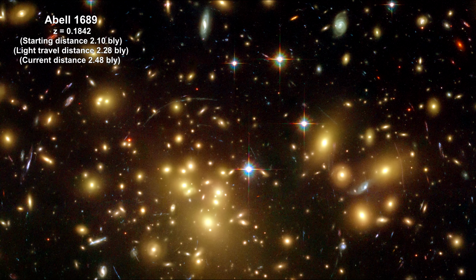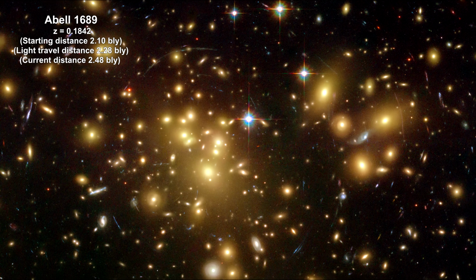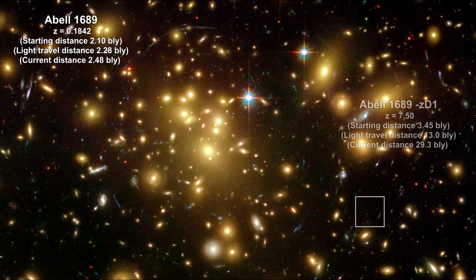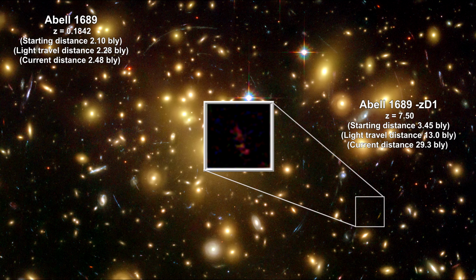This is Abell 1689. It's one of the most massive galaxy clusters known. The gravity of its trillion stars plus dark matter acts like a 2 million light-year wide lens in space. Here's gravitationally lensed galaxy A1689-ZD1. It is one of the most distant spectroscopically confirmed sources, with a redshift of 7.5. We are seeing what ZD1 looked like when the universe was only 700 million years old.